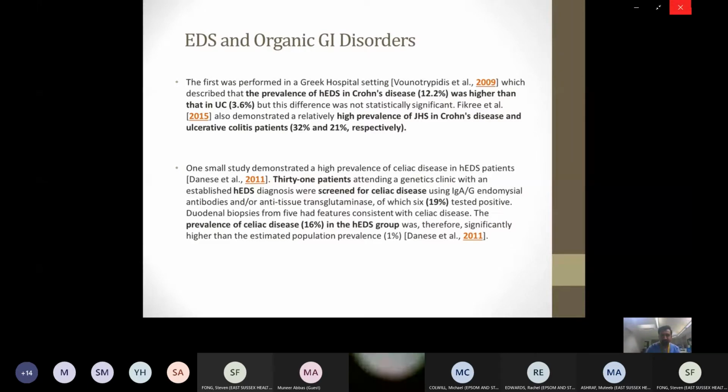And another small study in 2011 demonstrated a high prevalence of celiac disease in hypermobile EDS patients. 31 patients attending a genetic clinic with an established hypermobile EDS diagnosis were screened for celiac disease, of which 19% tested positive, and duodenal biopsies from 5 had features consistent with celiac disease. The prevalence of celiac disease, 16% in the hypermobile EDS group, was therefore significantly higher than the estimated population prevalence.